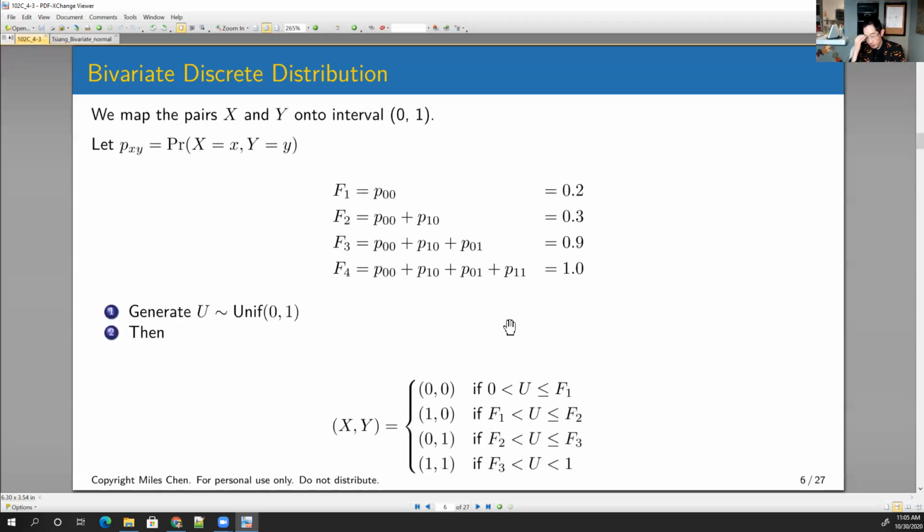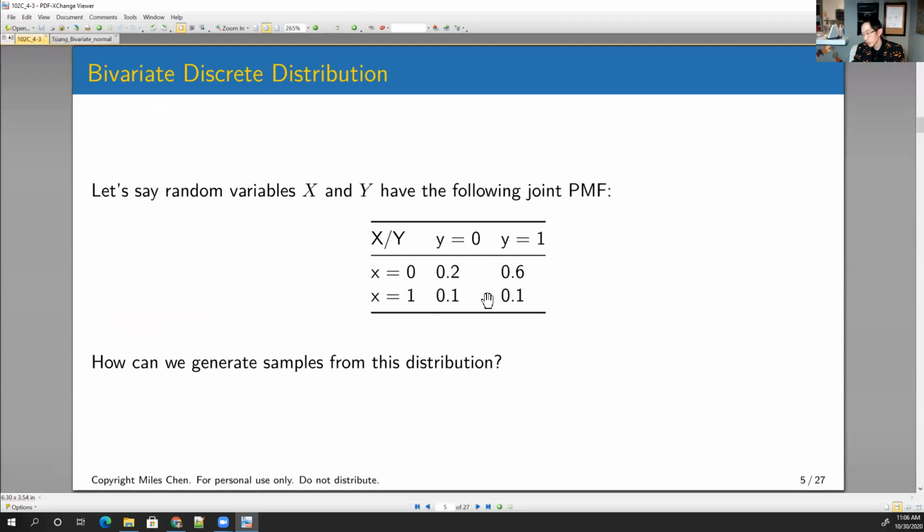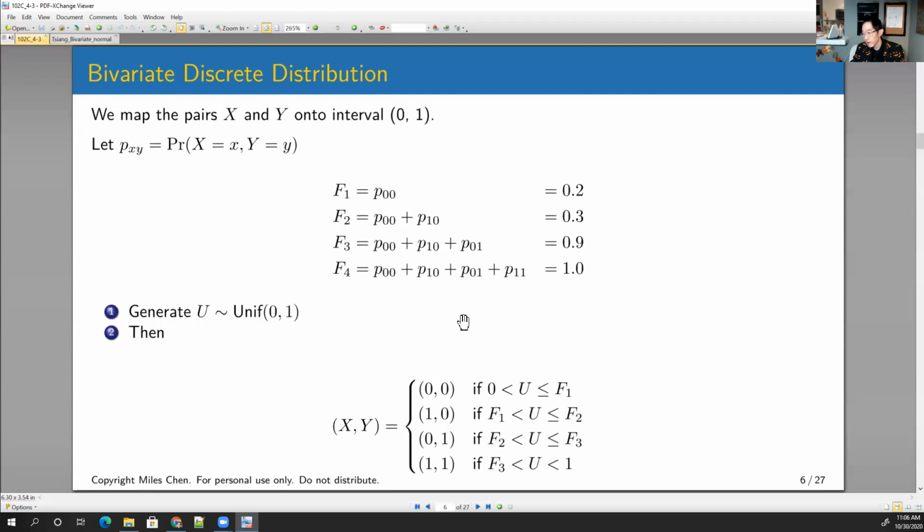Well, we would approach this in a fashion that is similar to a discrete PMF using inverse CDF, okay? What we're trying to do is map the pairs of coordinates x and y onto the interval 0 to 1, okay? Which we can do because the total PMF will add up to 1. So if we take a look at that top corner, 0.2, that's going to be our first value. Probability of 0, 0 is 0.2.